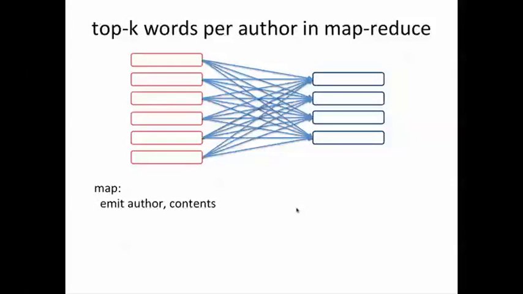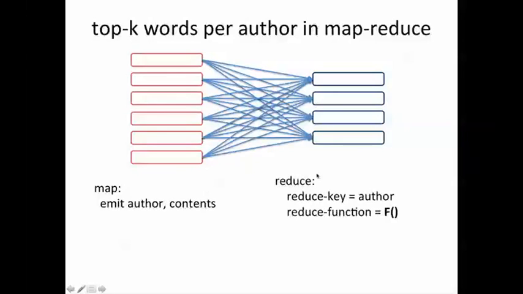Again, we have a map function, but this time instead of emitting the author and the word, we emit the author and the content. So essentially all the map phase is doing is extracting the author field and emitting it along with the contents. In the reduce phase, we group everything by author so that all the documents for a particular author end up being in the same reducer. And then the reduce function is a custom function which works as follows.